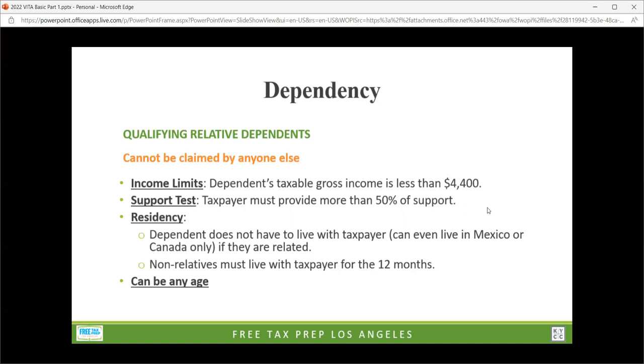Support test: the taxpayer, the same as with the qualifying child, must provide more than 50% of their support. Residency: the dependent does not have to live with the taxpayer. They can even live in Mexico or Canada, only if they are related. For a non-relative, they must live with the taxpayer for the whole 12 months of 2022. And they could be of any age.